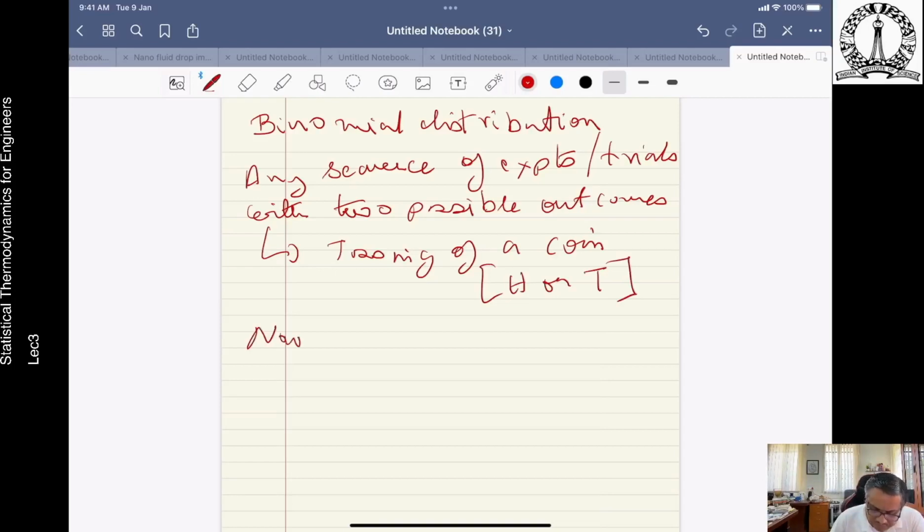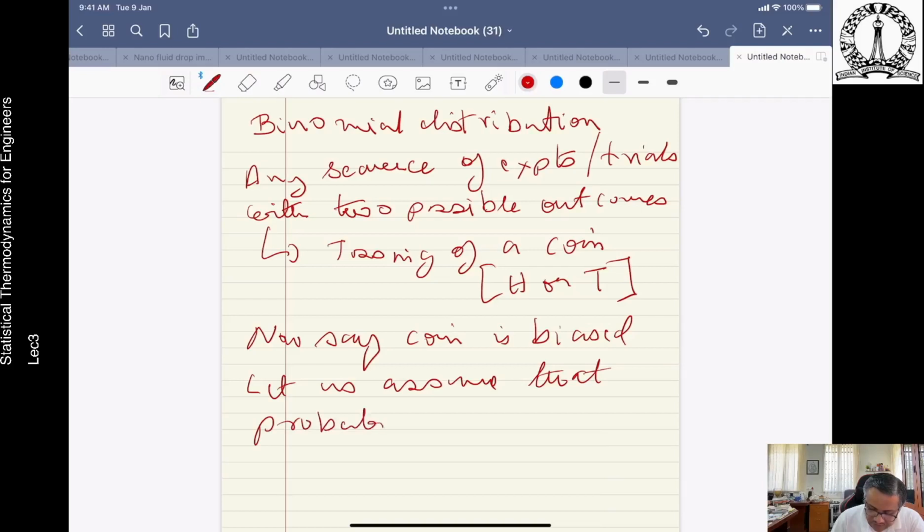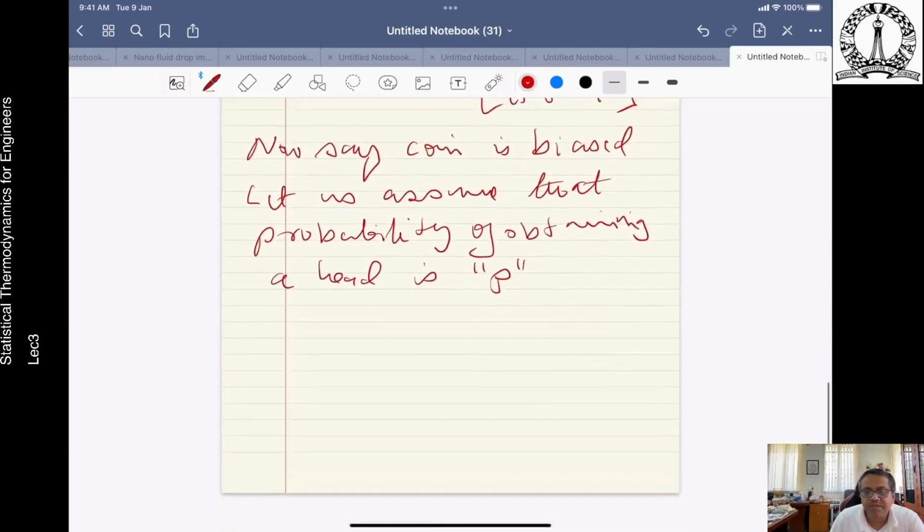Now, say that the coin is biased. Normally head or tail should be equally likely when you toss a coin. Now say that the coin is biased. So let us assume that the probability of obtaining a head is, say, P. P is the probability of obtaining a head.